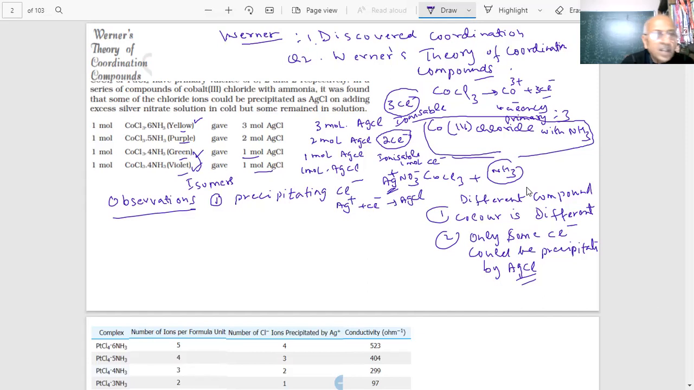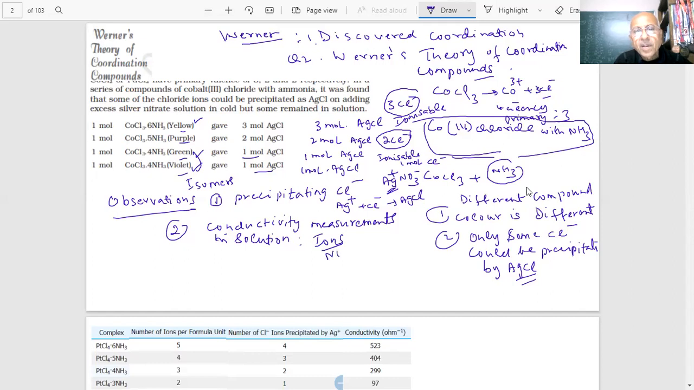Second thing, student, he studied the conductivity measurements in solution. Conductivity measurement will give what result? It will tell us how many ions are present in the solution. We already know the conductivity depends on the number of ions. And on that basis, he said that in these compounds, not all the Cl minus are ionizable.